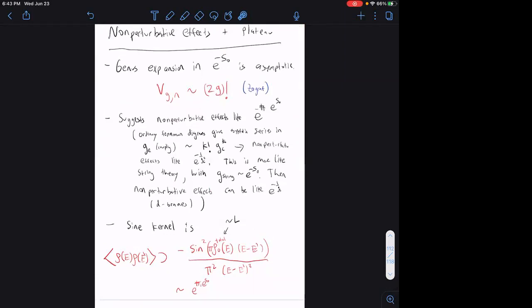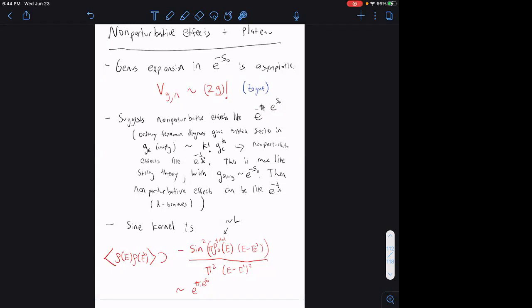So the genus expansion in JT gravity, this expansion in e to the minus S naught, is asymptotic. The coefficients of the genus expansion are related to these volumes, V_{g,n}, and they go as (2g)!. So it's this very rapid growth so that the genus expansion doesn't converge. Typically, if an integral has an asymptotic expansion where the terms grow like this, that means you expect non-perturbative effects that go as e to the minus some number times e to the S naught.